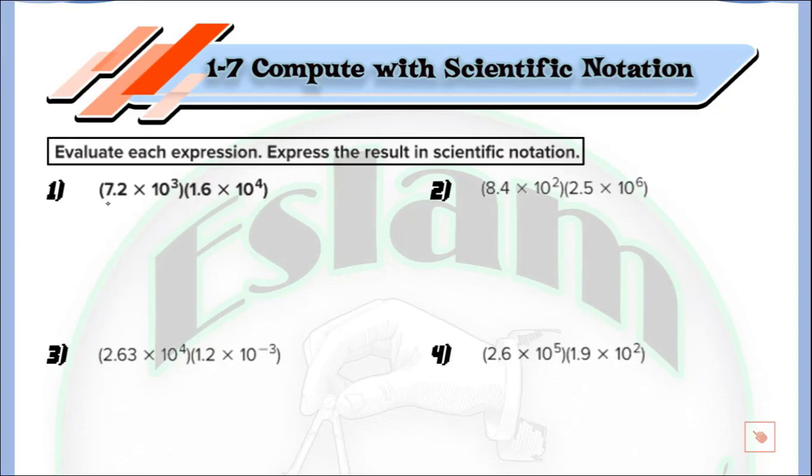At first, I will multiply 7.2 times 1.6. By multiplying, you will find that the answer is equal to 11.52. Then I will multiply 10 to the power 3 by 10 to the power 4. We just write 10 and add the powers, because they have the same base and we multiply. So it will be 10 to the power 7.